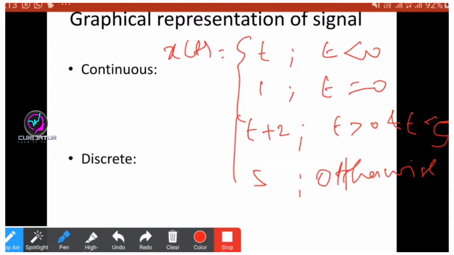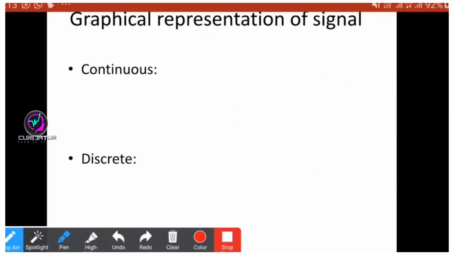So these 4 time intervals can be in any number. For example, I took 4 in number. Likewise, we can distinguish the function with respect to its time interval. This is another type of representation.